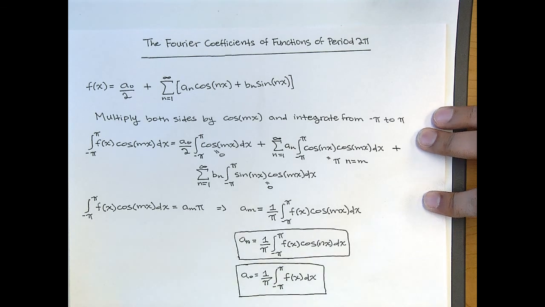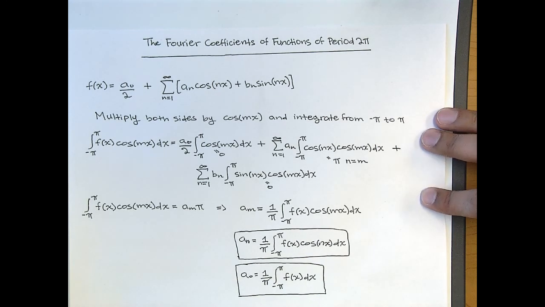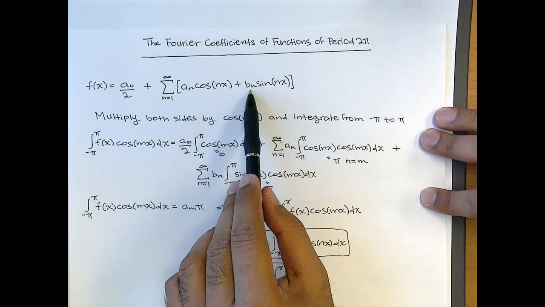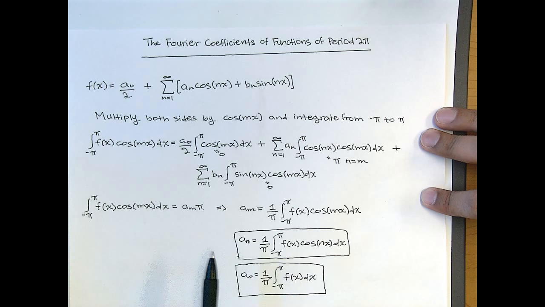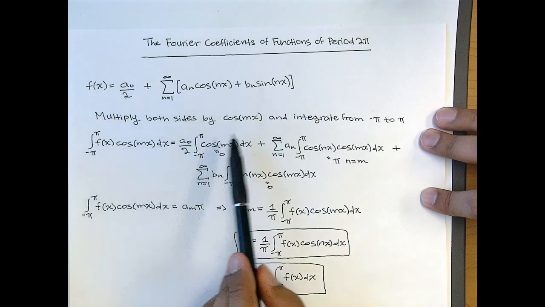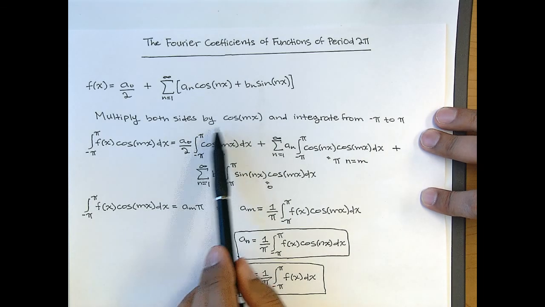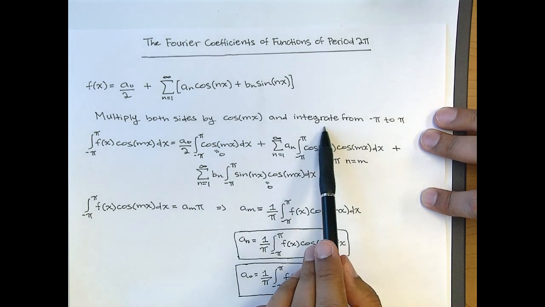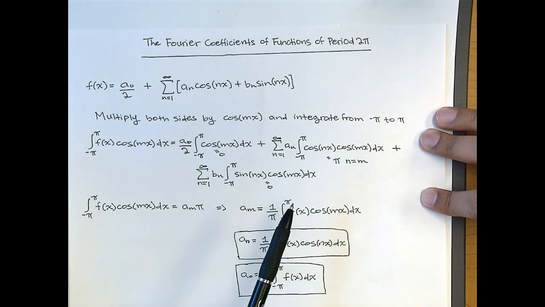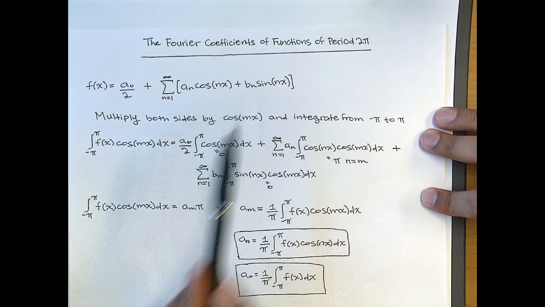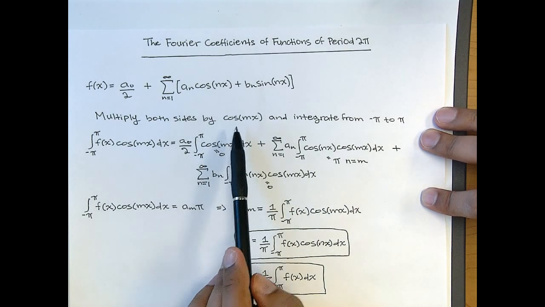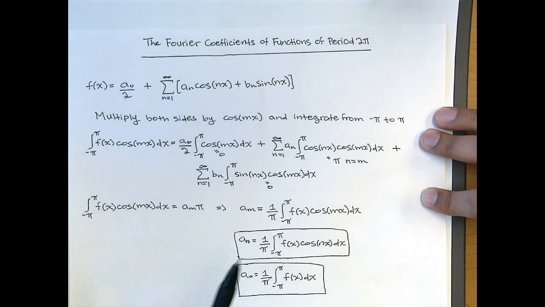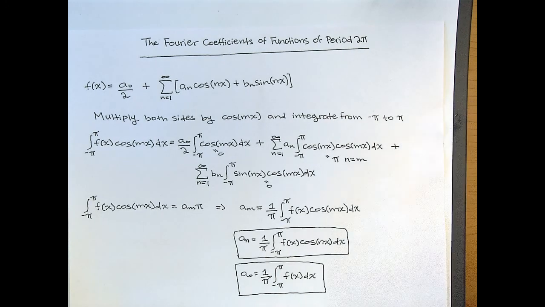Okay, so we have a sub 0 and we have a sub n. Now we need to calculate b sub n. We're going to do the same thing. This time we're going to multiply both sides by the sine of mx and integrate from negative pi to pi. In order to calculate b sub n, we multiply both sides by the sine of mx instead of the cosine, and you'll see that we will be able to calculate b sub n. So let's go ahead and do that.